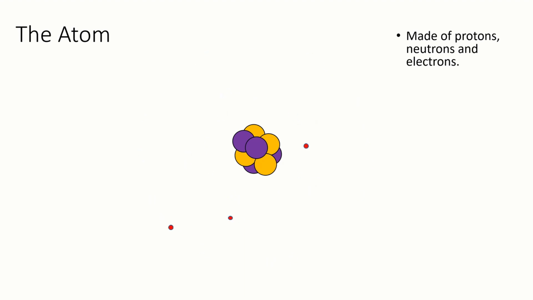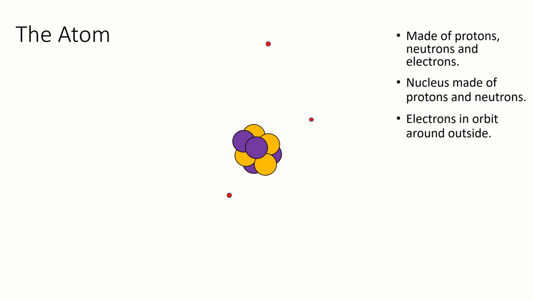The protons and the neutrons are bunched together in the centre of the atom. The central part of the atom is called its nucleus. Because the protons and neutrons are the larger particles in an atom, the nucleus is where most of the mass of the atom is. The tiny electrons are all in orbit around the outside of the nucleus, and they orbit at really high speed.